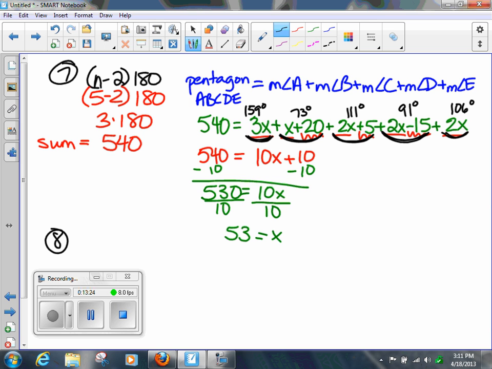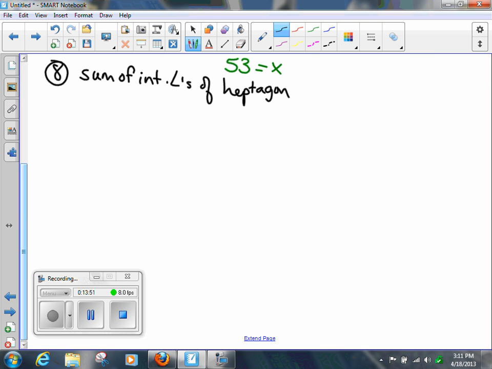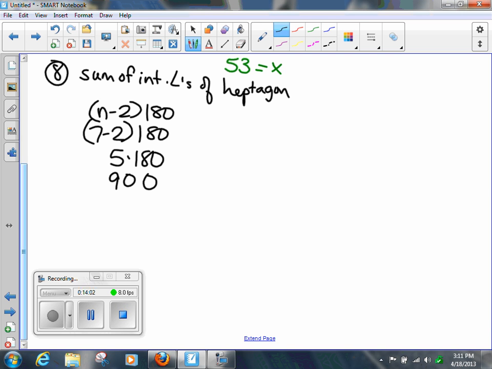Number 8, we're there now. What's number 8 say? Find the sum of the interior angle measures of a convex heptagon. The sum of the interior angles of a heptagon. And you said a heptagon has how many sides, everybody? 7 sides. N minus 2 times 180. 7 minus 2, which is 5 times 180, which is 900. That's right. Yeah. Question? You writing this down? Questions?